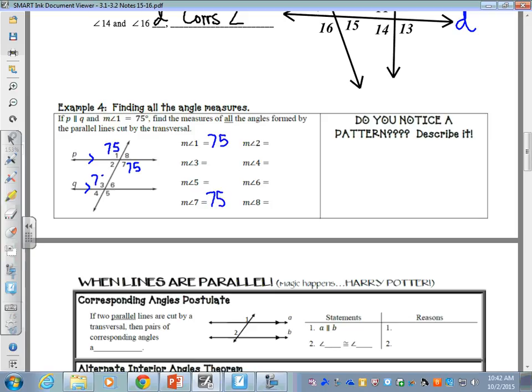3 and 5, it's also going to be 75. And you can get 8 by subtracting. Yeah, get 8 to 180, so we get 105. So now it's the same for measure angle 2. And then 6. 95 and 105. Another one.